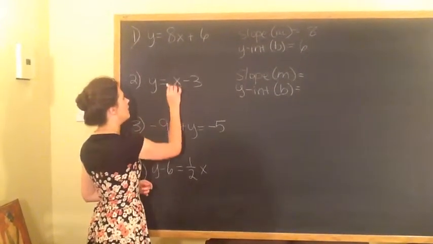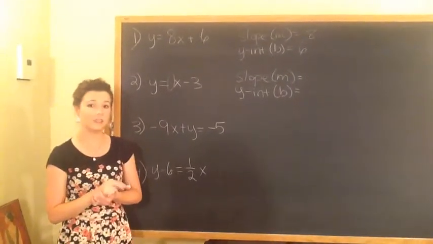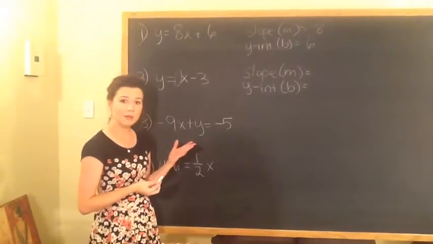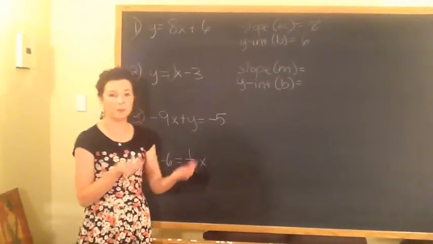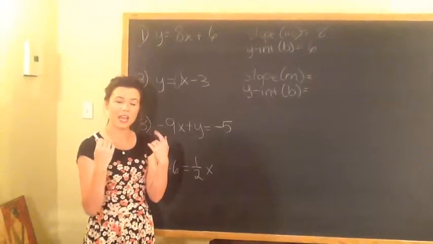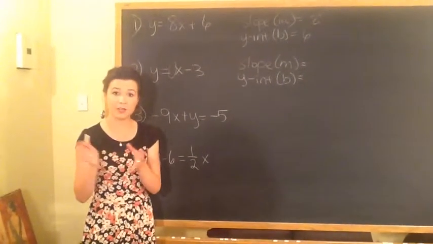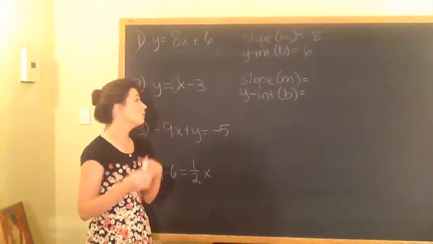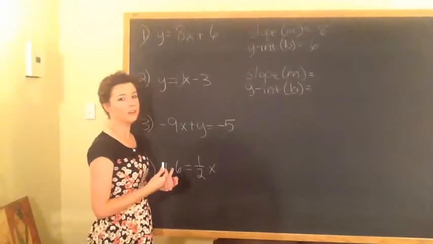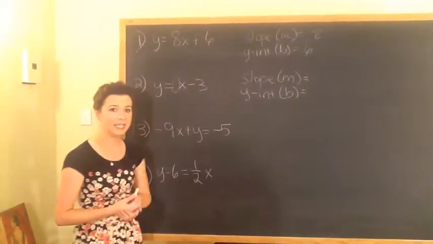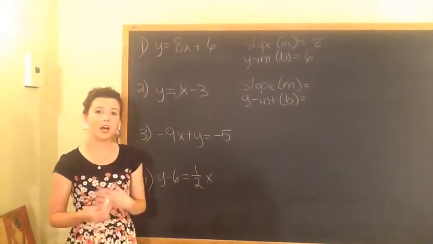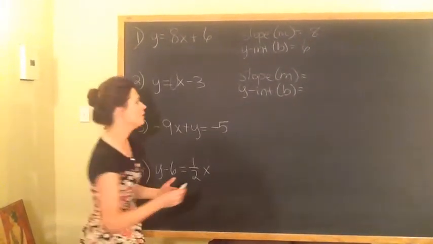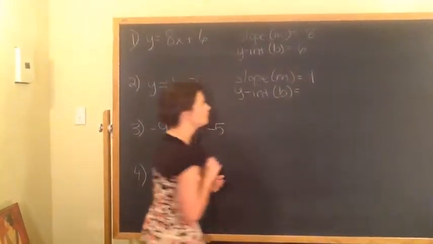Now, whatever number comes before x is the slope. But in this case, there is no number. So you're going to have to remember back when we talked about variables, and that the coefficient, or the number that's linked to the variable or multiplied by the variable, is the coefficient. In this case, our coefficient is 1. If there's not a number, it's an understood 1. So that means our slope is 1.